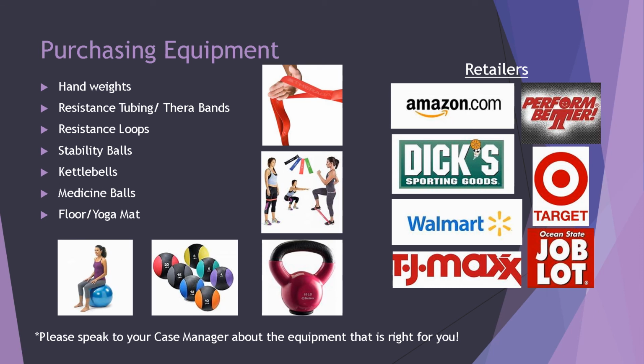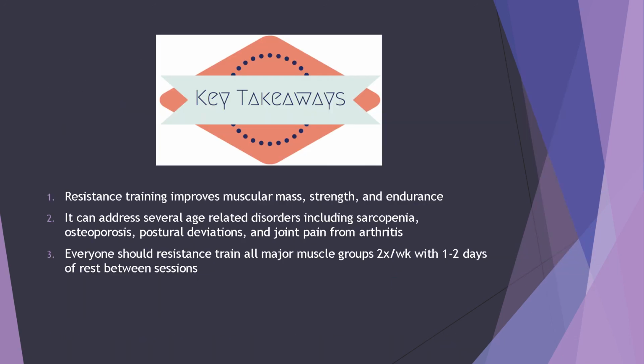When you think about purchasing equipment, there's a lot of different retailers that have a lot of different implements, including hand weights, resistance tubing and therabands, resistance loops, stability balls, kettlebells, or even yoga and floor mats. You want to talk to your case manager about the equipment that is right for you, and then look at the retailers that I have listed to the right here, including Amazon, Dick's Sporting Goods, and Perform Better, which is a local and national manufacturer of fitness equipment.